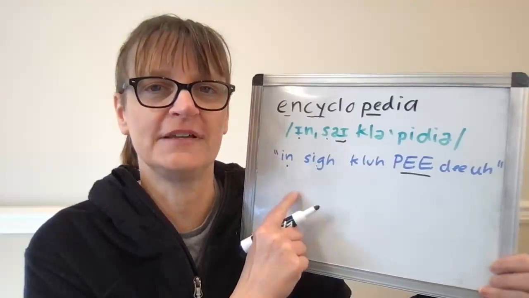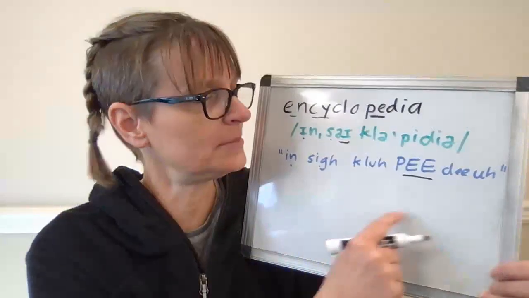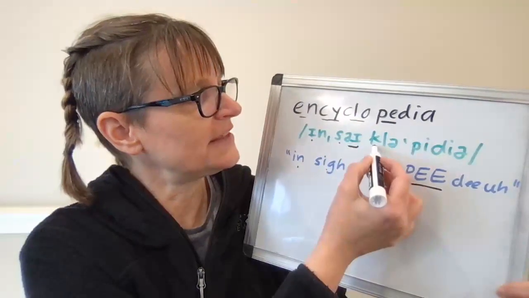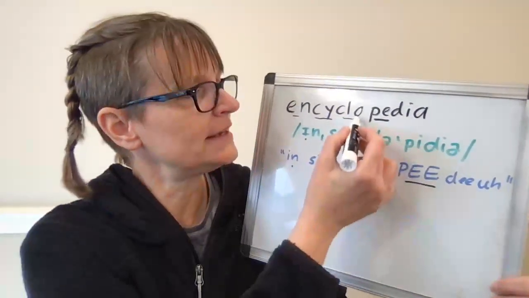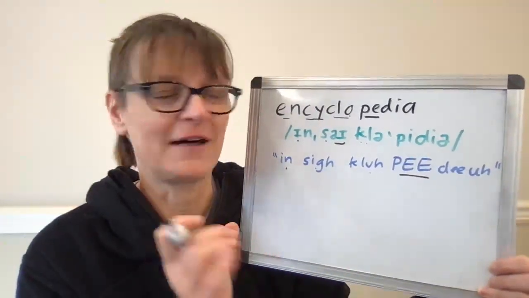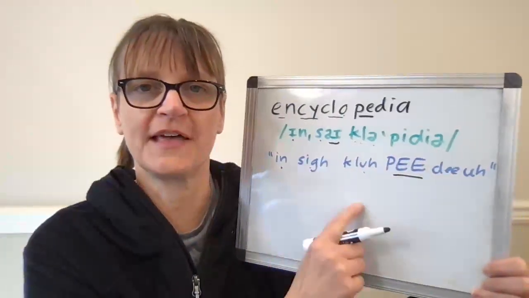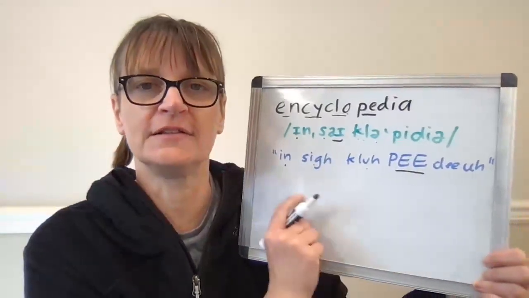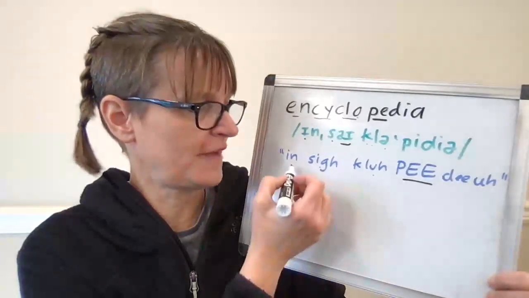So far we have encyclopedia. Then letters CL say the K and UL blend. And letter O in this word is in an unstressed syllable, so it's going to say vowel schwa. So that syllable sounds like kla. Now we have encycla.